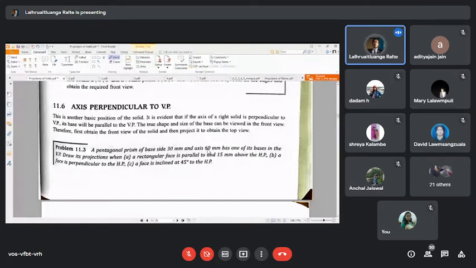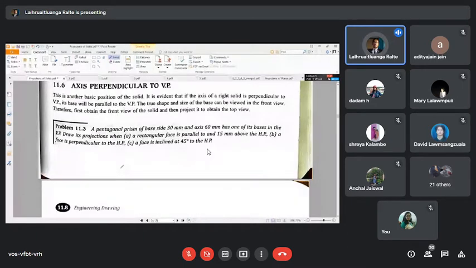Suppose you have a nail, not your fingernails, the nail that fixes your furniture. If you perpendicularly nail it on the wall, then that is going to be your representation of a solid perpendicular to the VP. Something like that. So we now have a pentagonal prism.